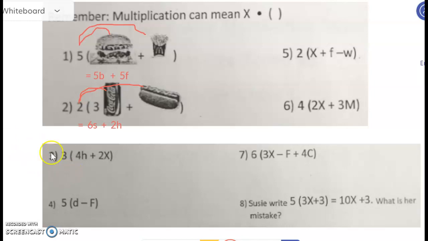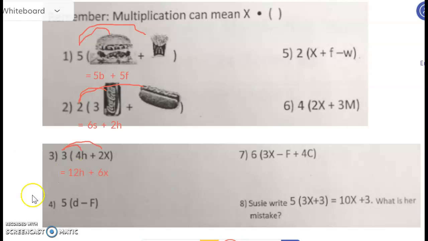All right, let's take a look at number 3. You have 3 times the quantity of 4H plus 2X. So we don't actually have any pictures, just numbers here. So we're going to notice that we're multiplying, so we're going to draw happy rainbows. 3 times 4H and 3 times 2X. When you do that, you end up with the answer. 3 times 4H is 12H, and you end up with 3 times 2x being 6x.